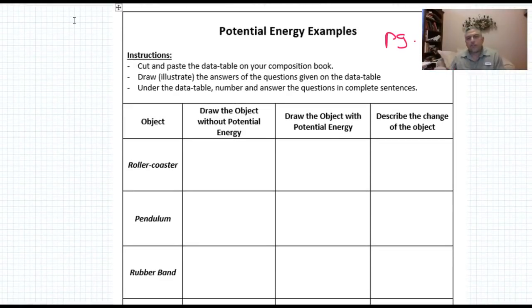The instruction says to cut and paste. We already did that. To draw the illustrations, that's what you're going to do. Under the part that you have taped in your composition books, you're going to flip it and then write the answers underneath. But over here on the top, you can do the drawings. So let's do some of these drawings right now. It says to draw the object with no potential energy.